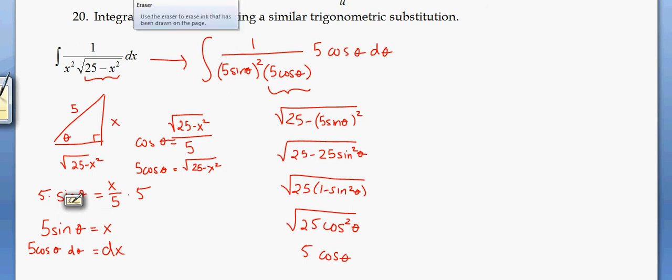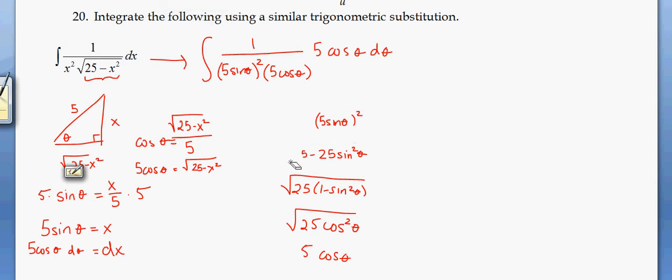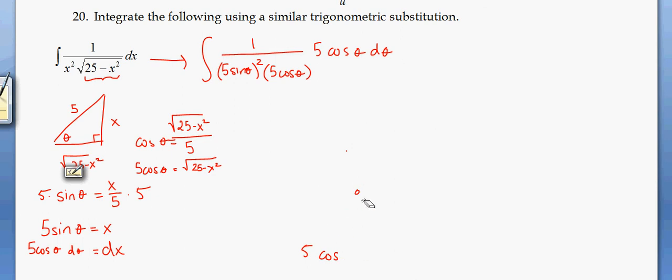You guys have the ability of pausing this video and everything, so I'm going to erase it, because if you want it, you can just pause the video and copy it down. But I need the space for the rest of my problem.